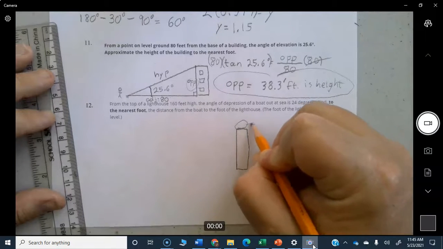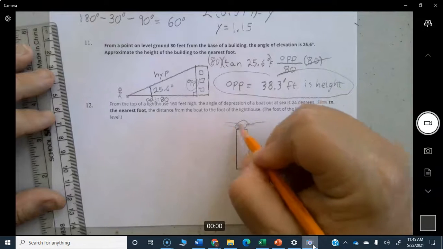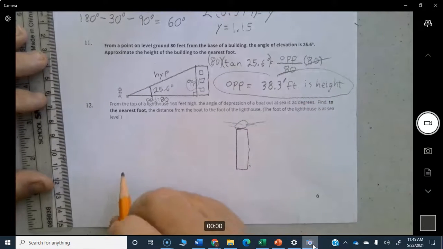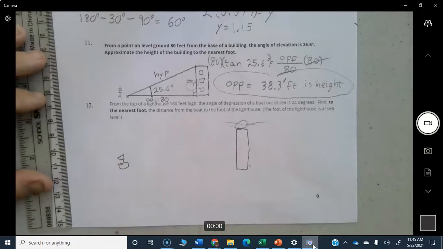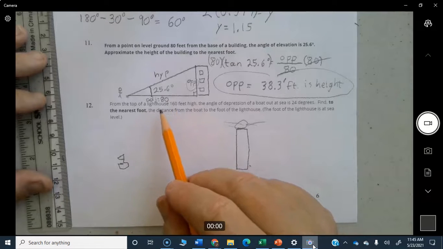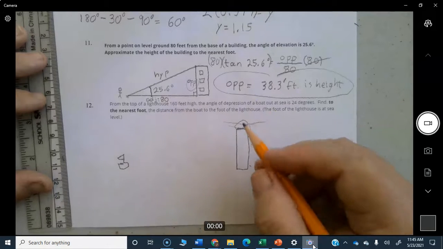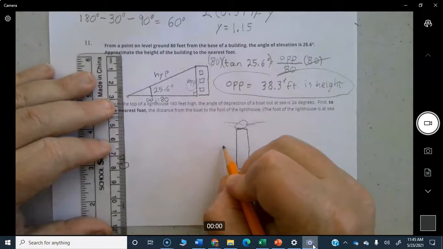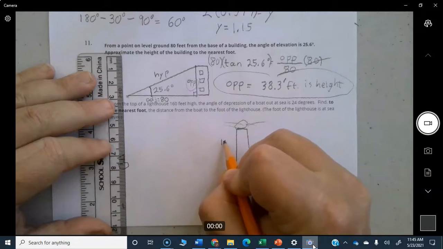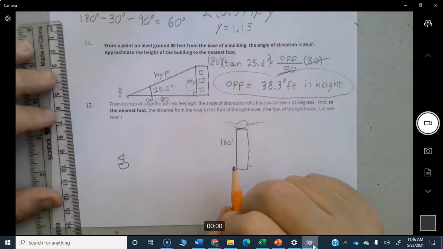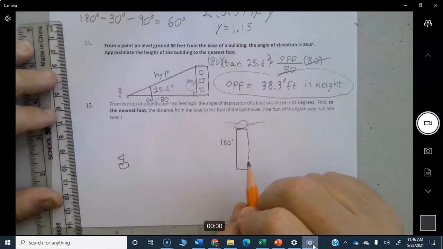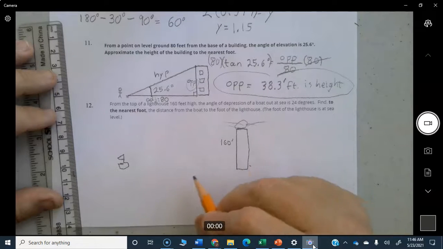That's a lighthouse. It's got a light that goes out in all directions so boats can see it. Out here is a boat. We're going to assume that we're measuring from the bottom of the boat, so it's right on the water. And there's a sailboat. So from the top of the lighthouse, 160 feet high. So this is the lighthouse, and this is 160 feet. The little tick mark means feet. The angle of depression of a boat out to sea is 24 degrees.